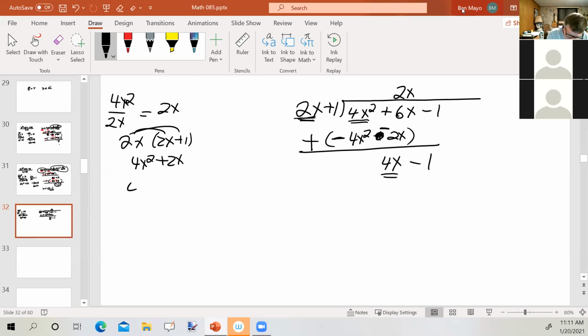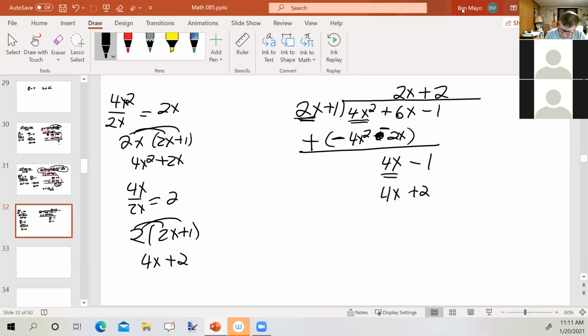4x divided by 2x is 2, so plus 2. Then we're going to take 2 times the quantity 2x plus 1, which is 4x plus 2. We're going to write that down there.